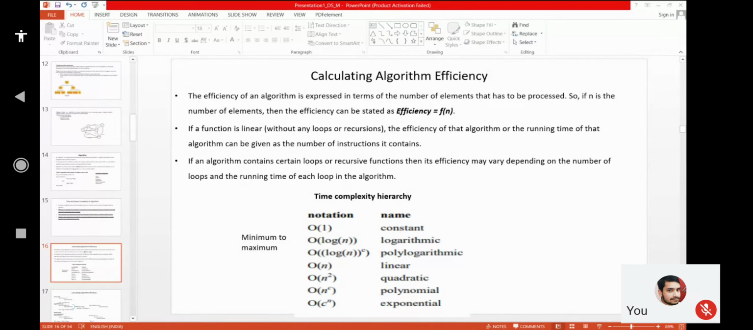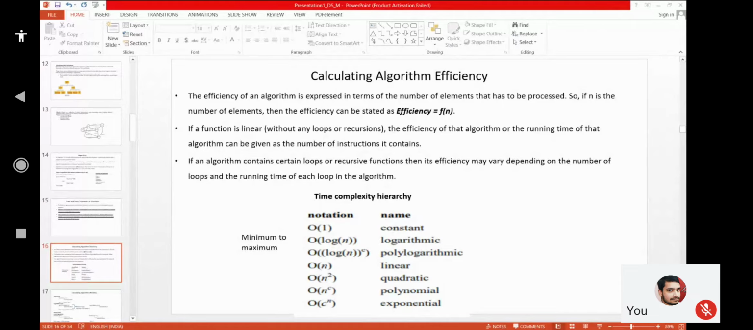Next, that is polylogarithmic. After that, linear time, order of n, which means the time complexity is linearly dependent on the number of inputs. Here the time complexity depends on the logarithm of the number of inputs. After linear, this is quadratic, that is order of n square. Then polynomial, order of n to the power c. And last of all, exponential, that is order of c to the power n, or we can write order of 2 to the power n.